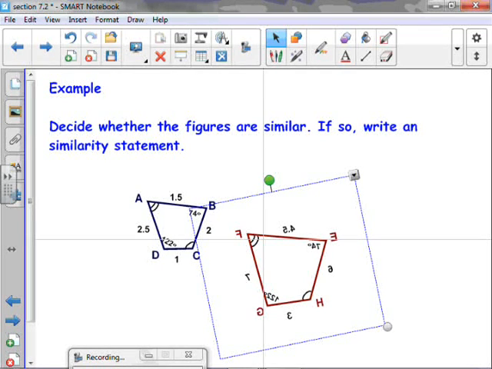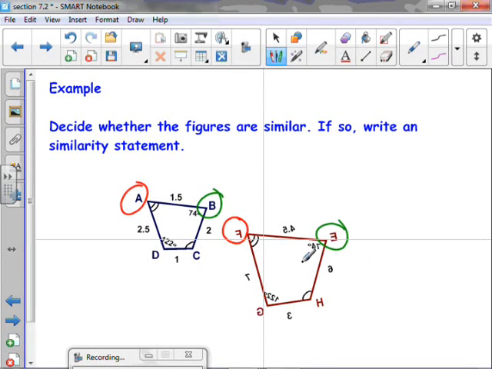Otherwise, you just kind of have to picture it in your head which sides correspond to which. But now you can see, hey, A and F correspond to each other. Okay? B and E correspond to each other. D and G correspond to each other. C and H correspond to each other. Great. Okay, now let's move on.